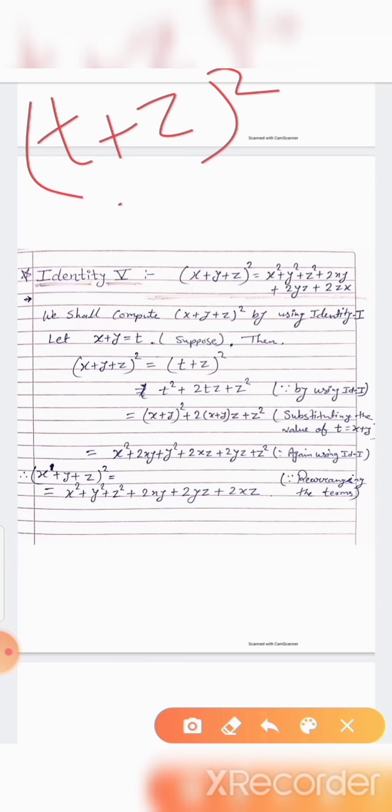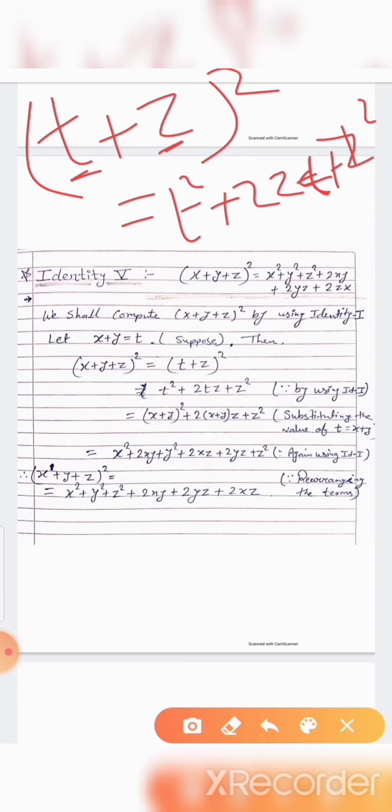T plus z whole square means a plus b whole square, and the RHS is a square plus 2ab plus b square. We write the step by using identity number 1: t square plus 2tz plus z square. Now substituting the value of t, we get x plus y whole square plus 2 times x plus y into z plus z square. Now splitting the first bracket by again using identity number 1 and multiplying the other bracket, we get x square plus 2xy plus y square plus 2xz plus 2yz plus z square.